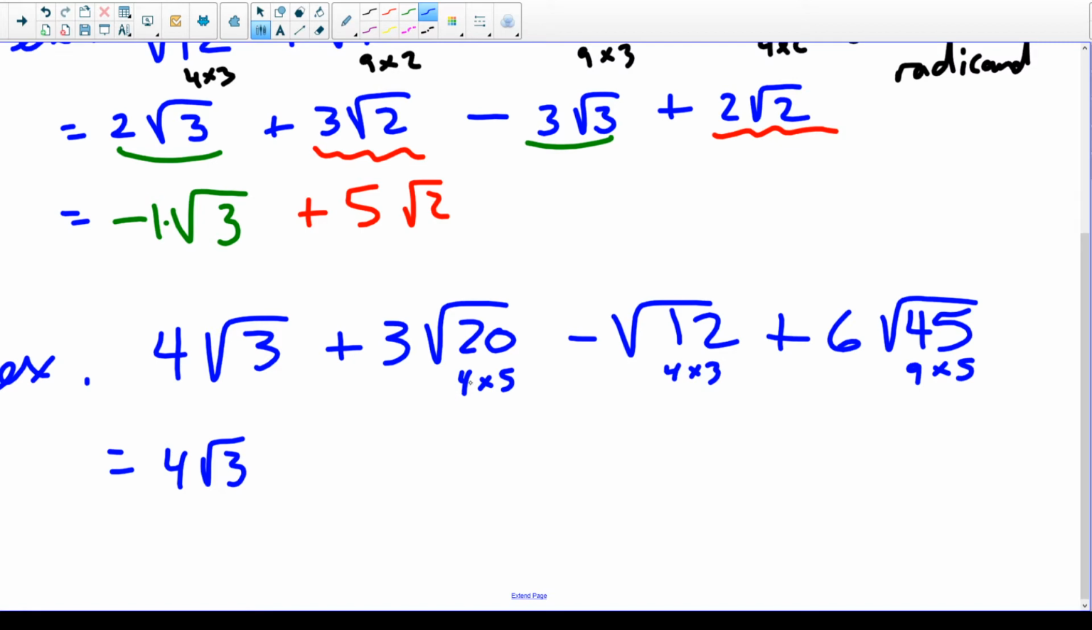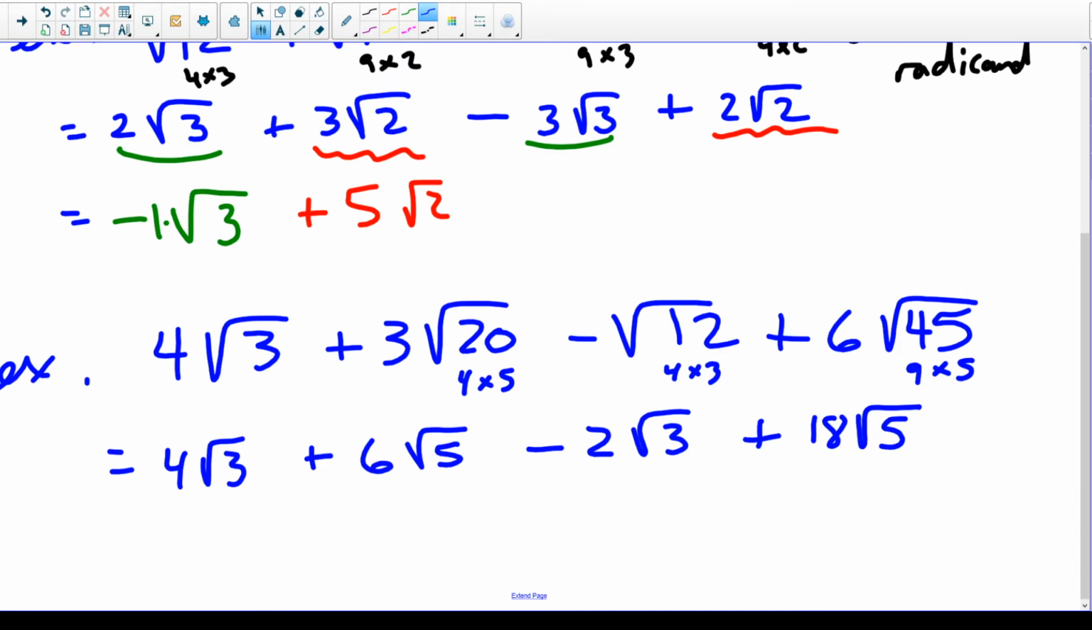The 4 in the 20 is going to come out in front as a 2 when we square root the 4. That 2 is going to multiply the 3, so it becomes a 6, and then there's a root 5 left over inside the radicand. The 4 is going to square root again to become a 2 in front of this root, leaving a 3 inside. And the 9 is going to square root to a 3, multiplying the 6 out in front. So that's 18 root 5.